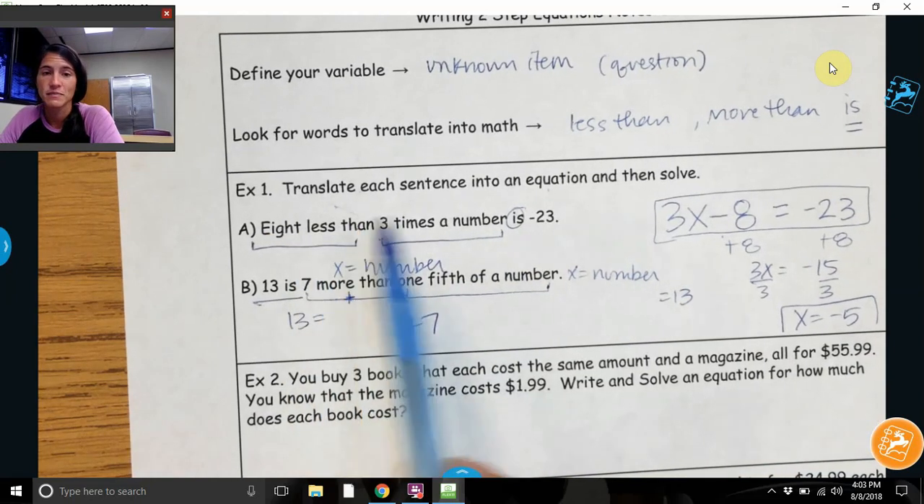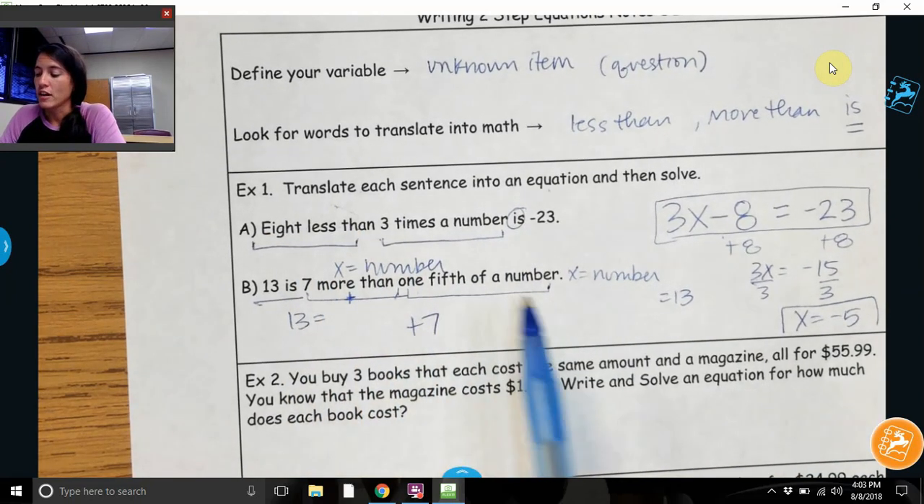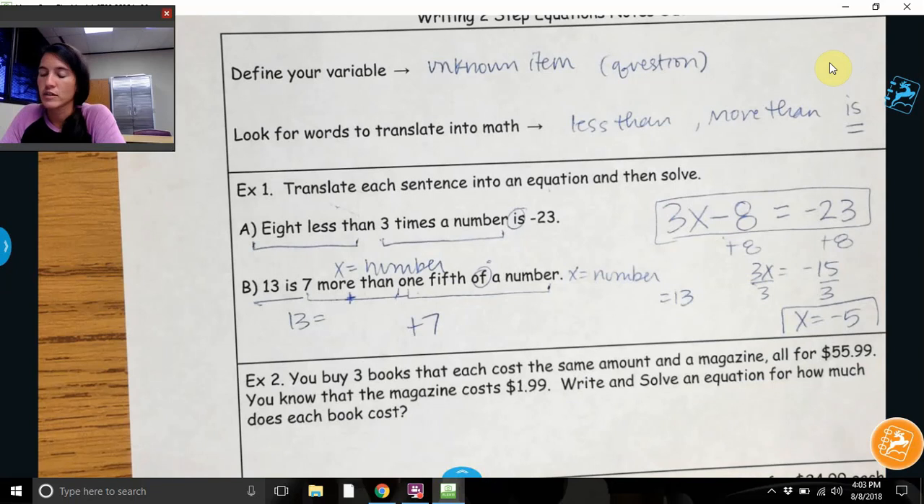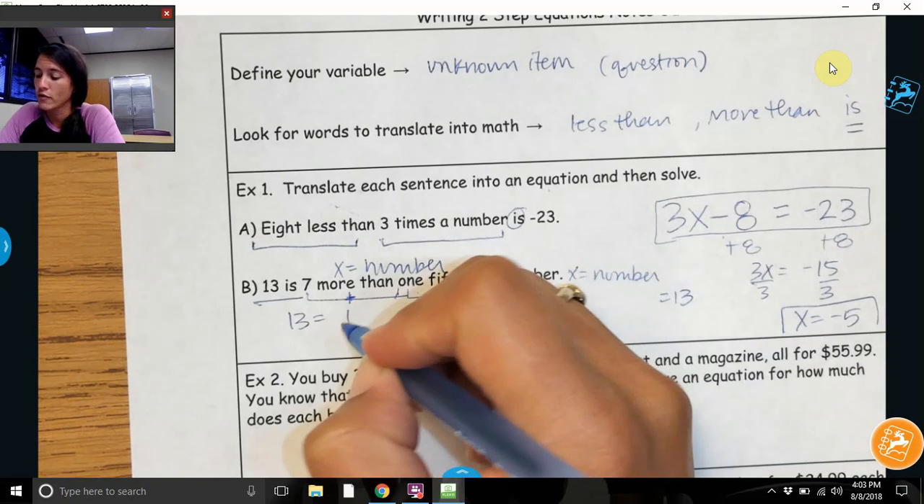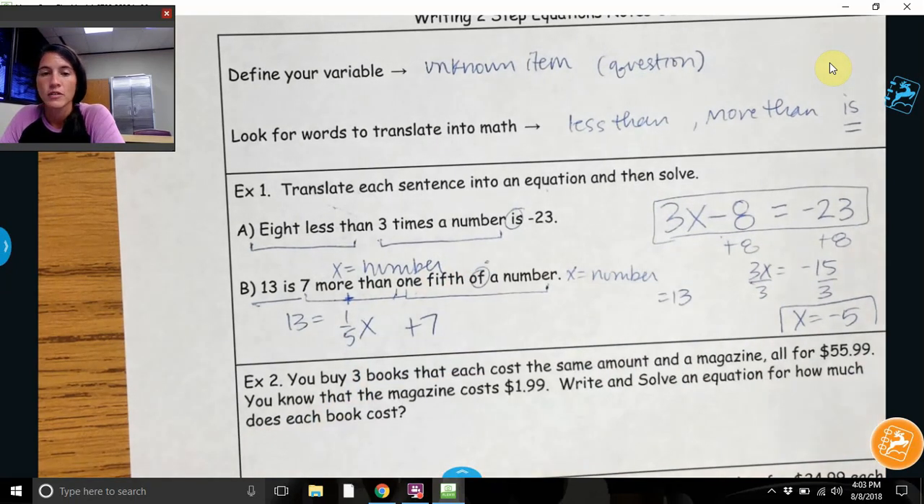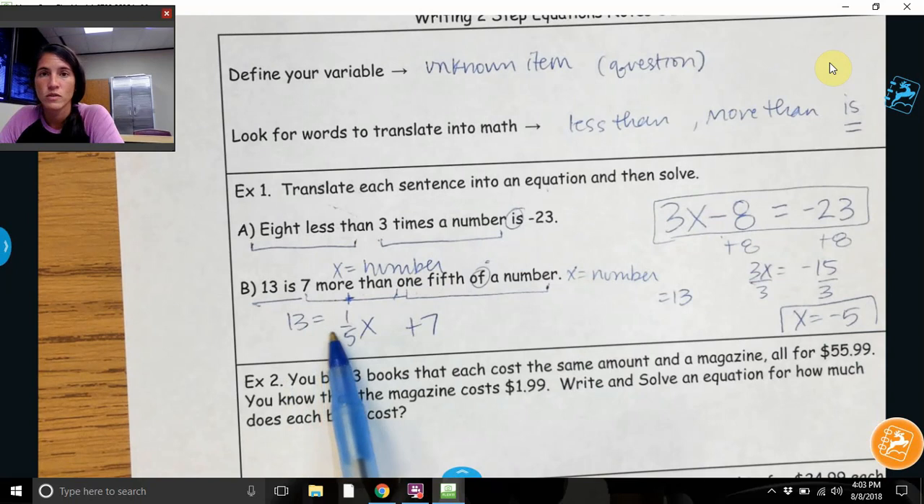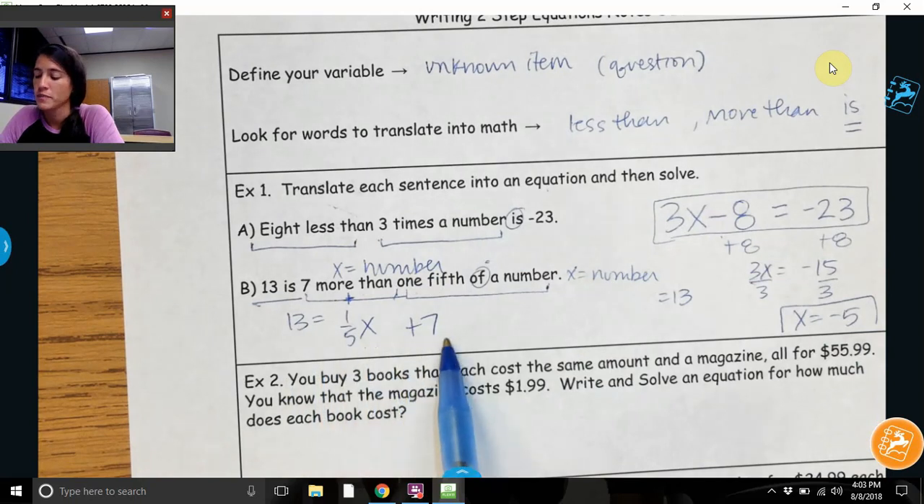Just like 8 less than. And then 1/5 of a number. So the word "of" in this case means multiply. So we're taking 1/5 of a number. So here is my equation: 13 equals 1/5 x plus 7.